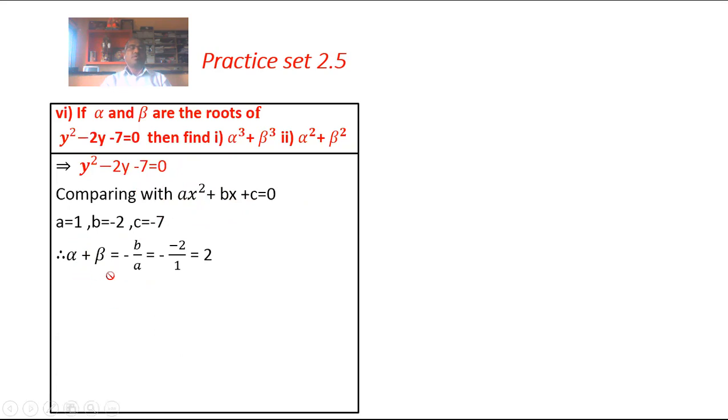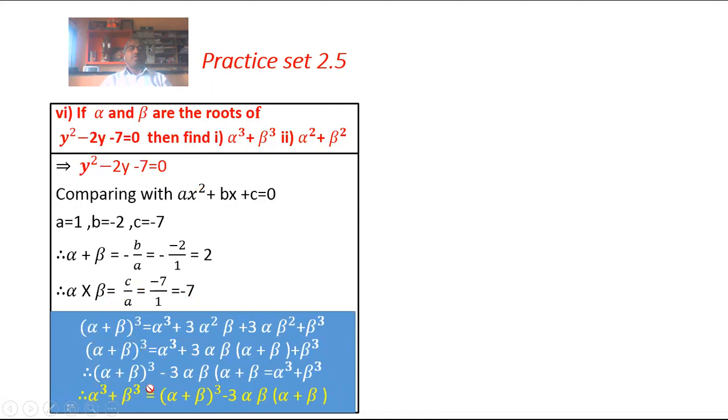Find the sum of two roots, alpha plus beta is equal to minus b upon a, is equal to minus the value of b, which is minus 2, upon 1, minus minus is plus, is equal to 2. Alpha plus beta is equal to 2. Therefore, alpha into beta, the product of two roots, is equal to c upon a. The value of c is minus 7 upon 1, which is equal to minus 7.